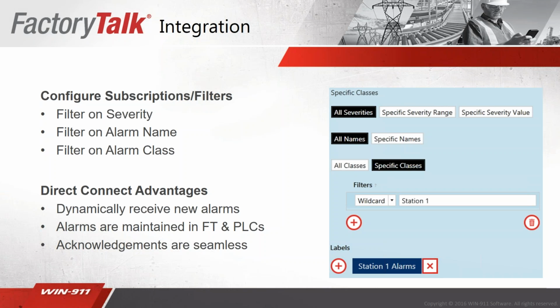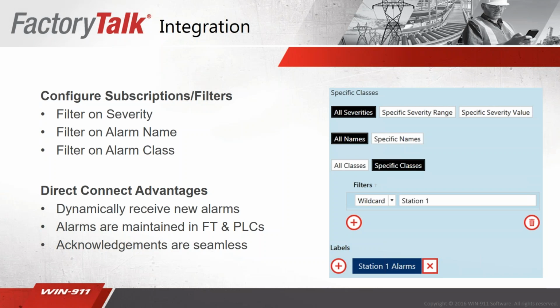So the actual FactoryTalk integration. How do we do it in Enterprise? Like I said, it's fairly similar to what we were doing in version 7 with a few changes. We can still filter on severity, just the same as we did before. We filter on alarm name, and we filter on alarm class.